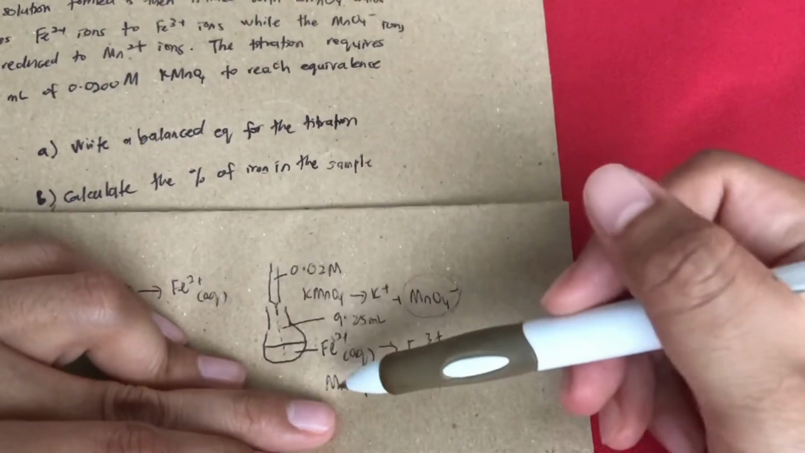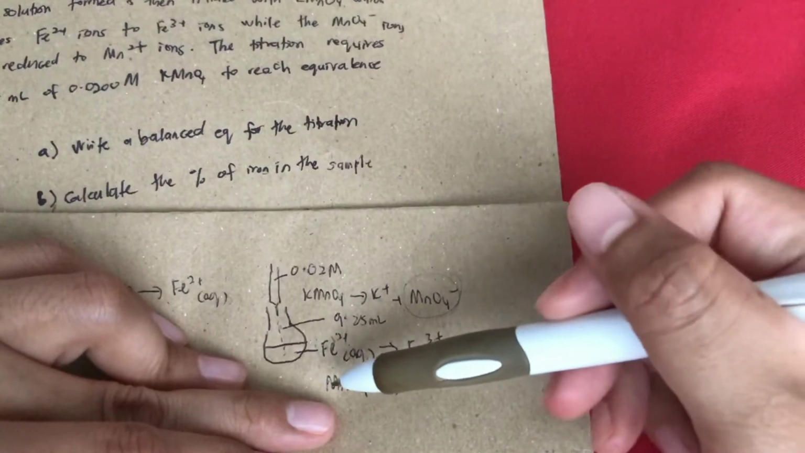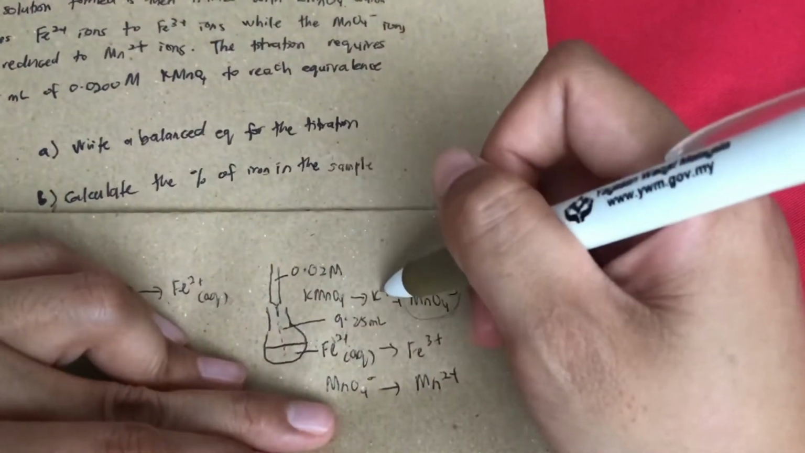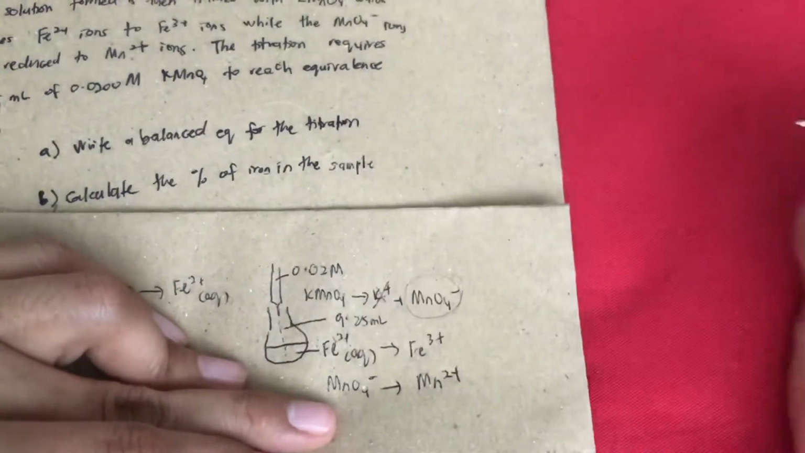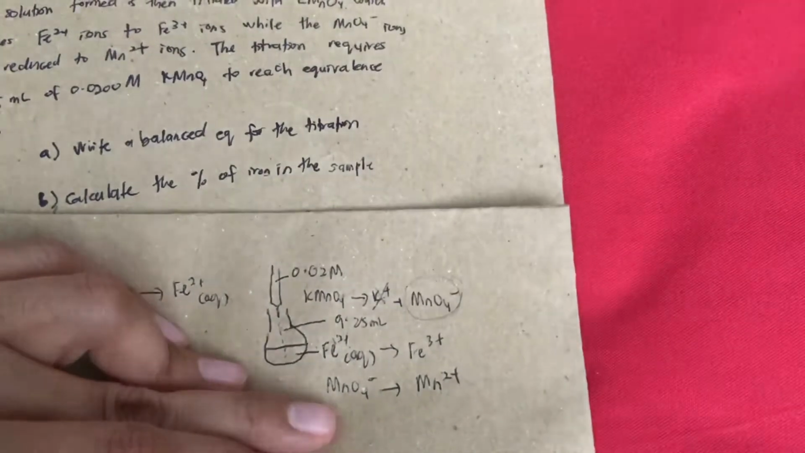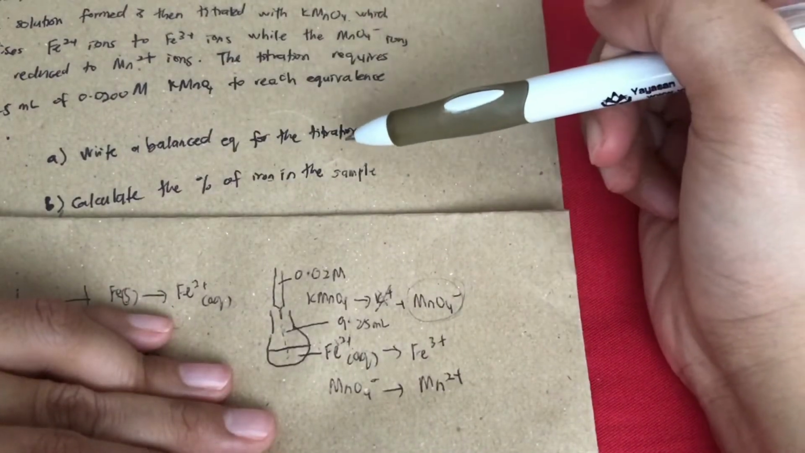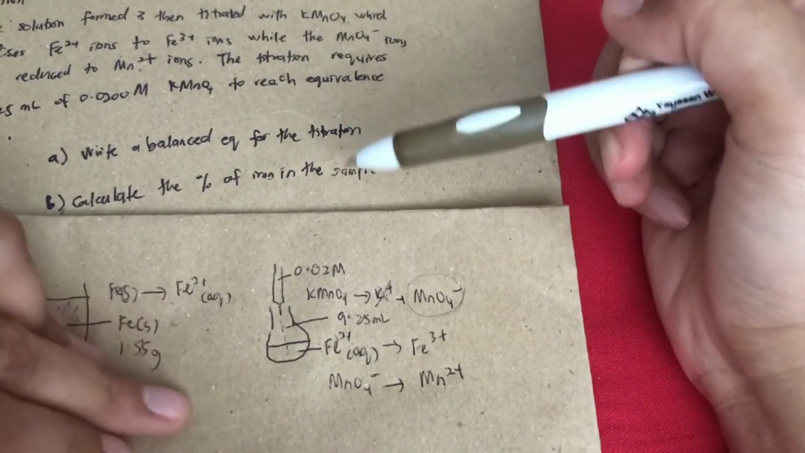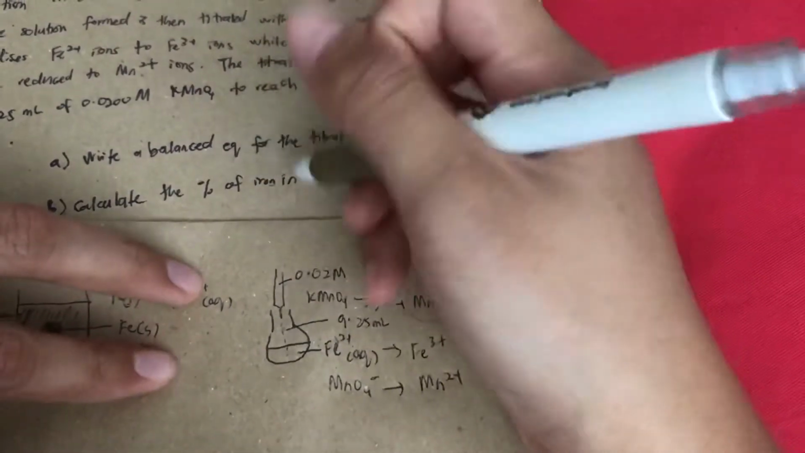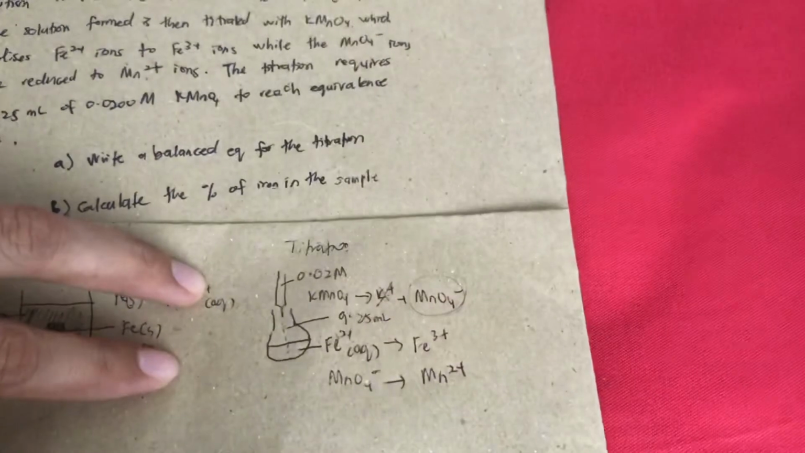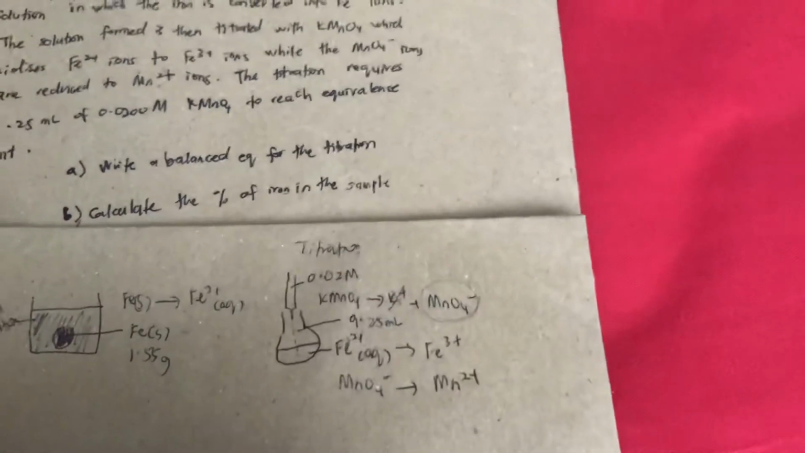Because the question only mentioned MnO4-, we can neglect the potassium part. Now the question asks you to write the balanced equation for the titration. So the titration part is this part. Just write the balanced equation.